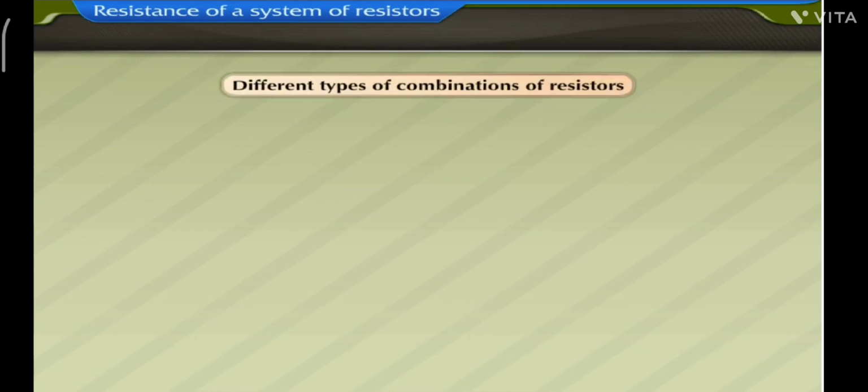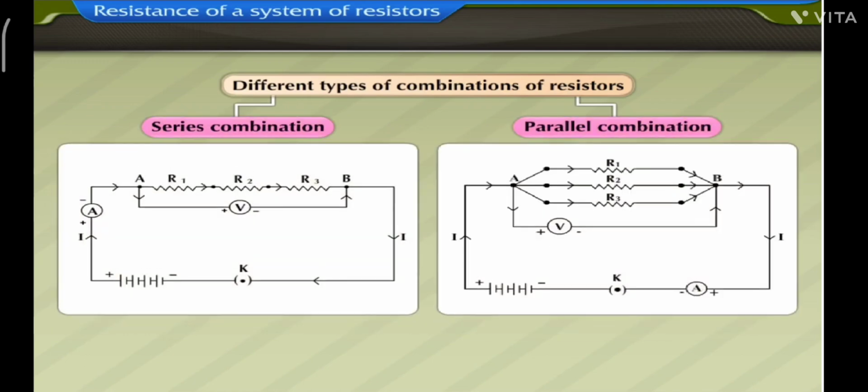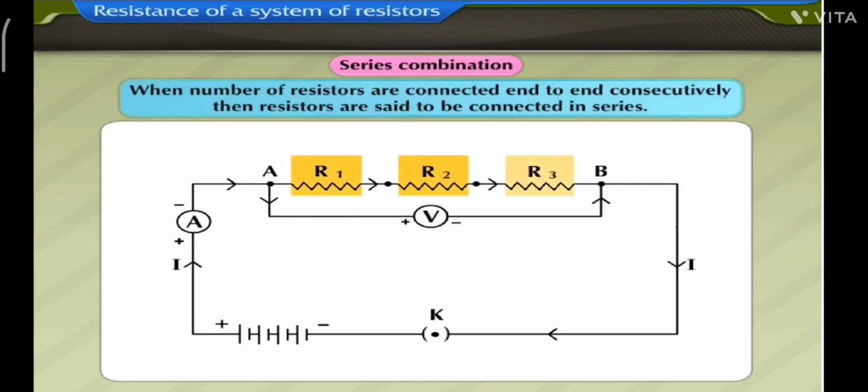In various electrical appliances, resistors are connected in various combinations. There are basically two different ways in which resistors can be connected. They are series combination and parallel combination. When a number of resistors are connected end-to-end consecutively, then the resistors are said to be connected in series.